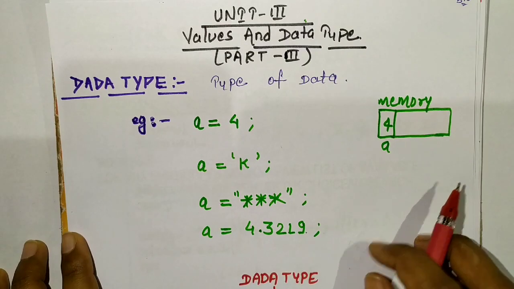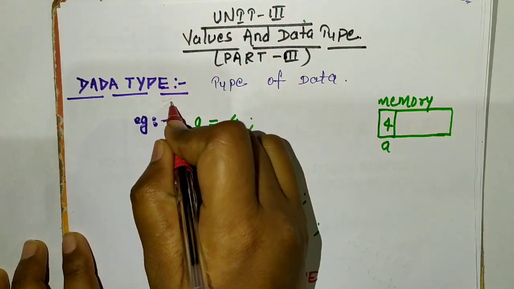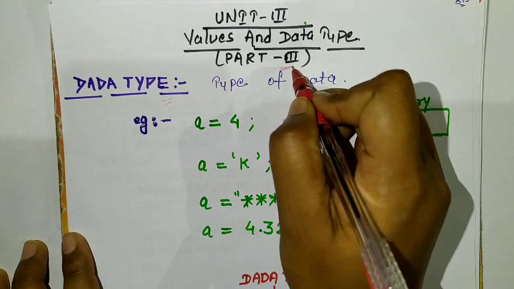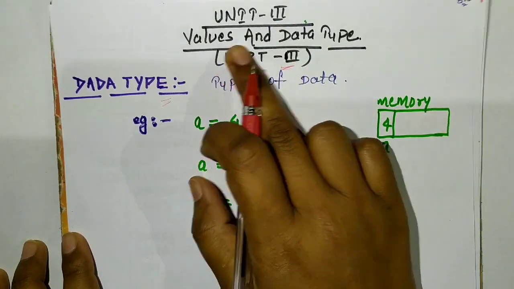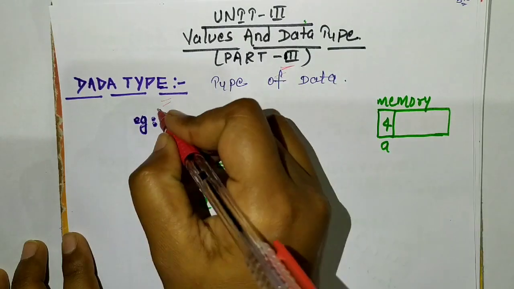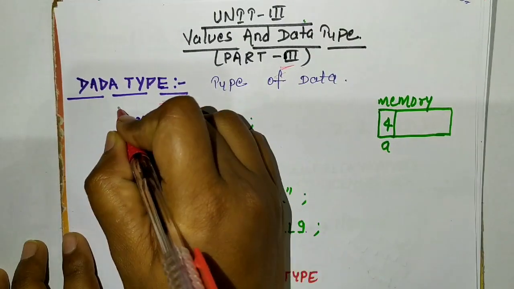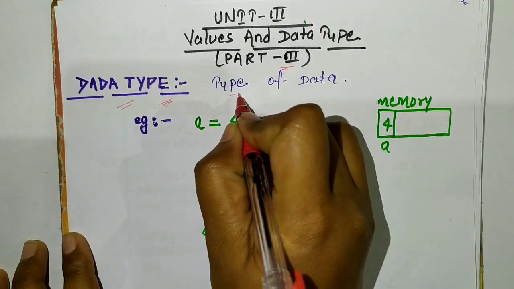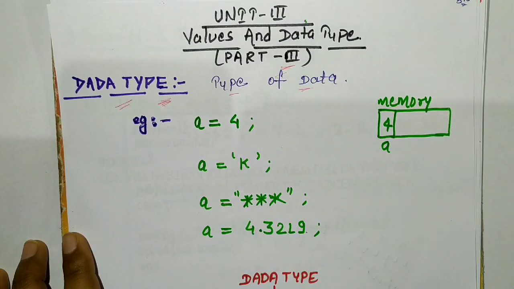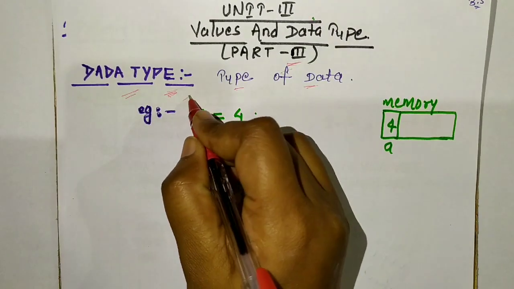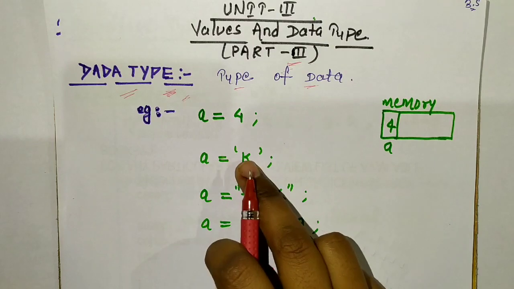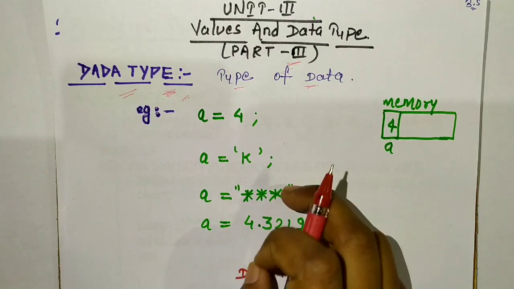Hello everyone, today we will discuss the data type. This is the second part of our unit 3, values and data type. So let me explain what a data type is. Data type means type of data. In the data type, we define which type of values, which type of data, we can use.